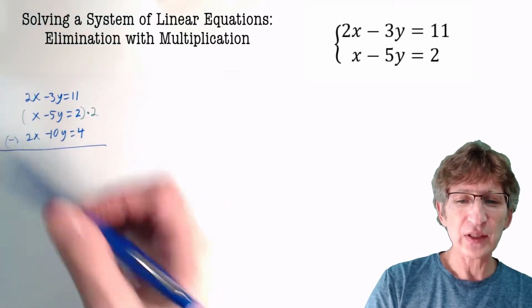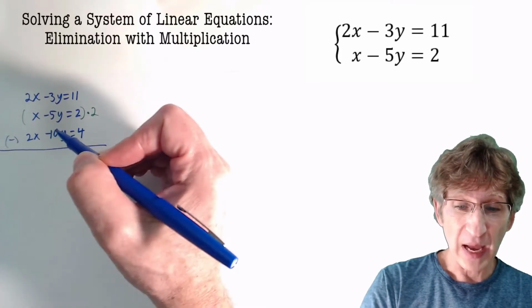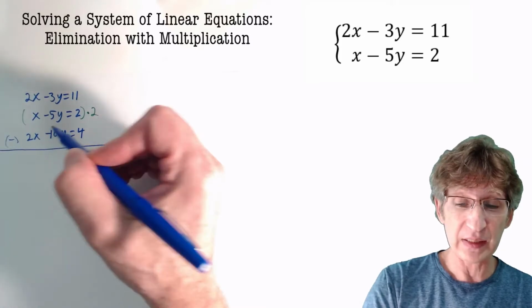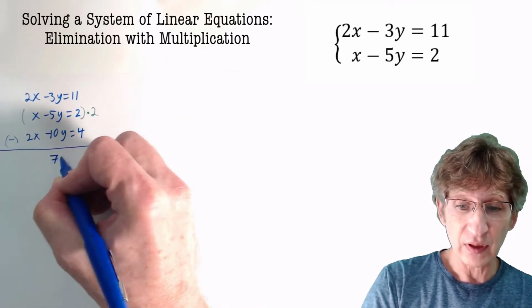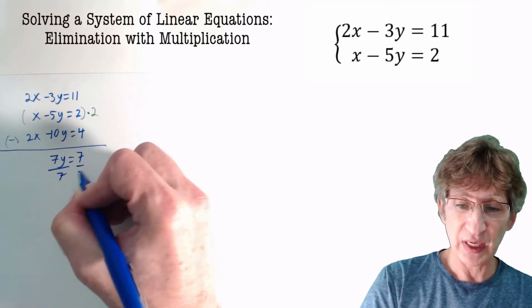2x minus 2x. The x's are eliminated. Negative 3y minus negative 10y. Be careful with the double negative. Negative 3 minus negative 10 is 7y. 11 minus 4, that's 7. All right, piece of cake here.